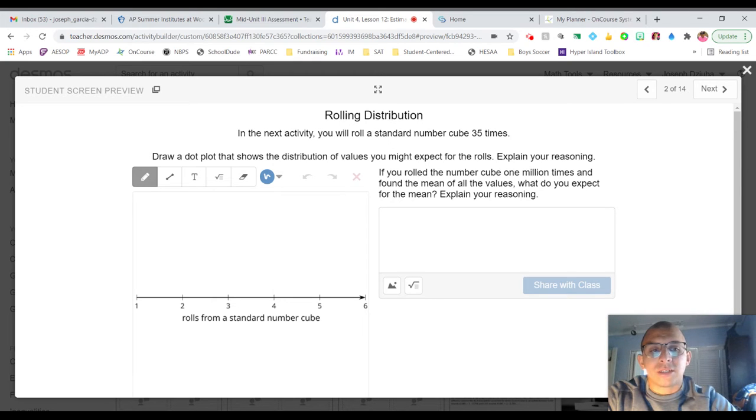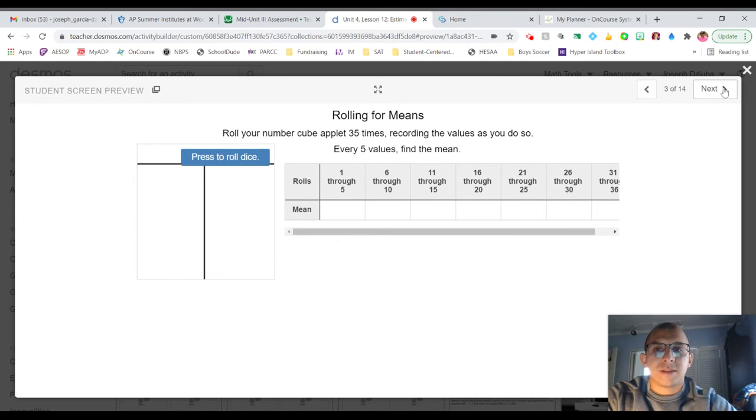Is there an increased likelihood of a particular number coming up, or does each number have the same probability as another? Those two statements should inform you regarding your dot plot distribution. And if you rolled the number cube 1 million times and found the mean of all the values, what do you expect for the mean? What do you think the average number will be?